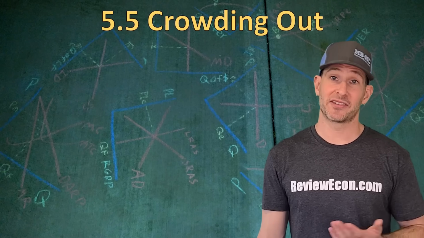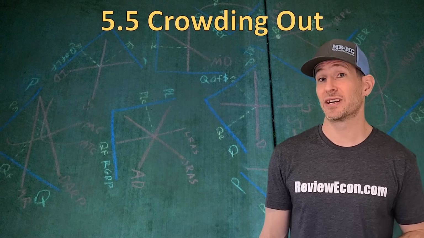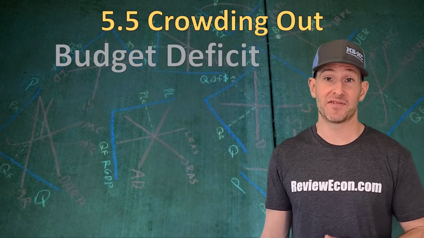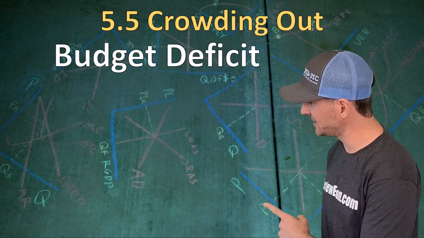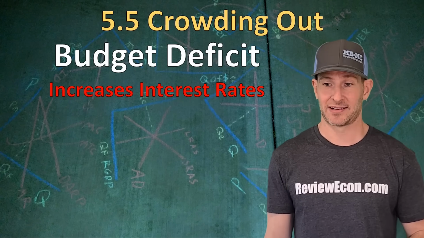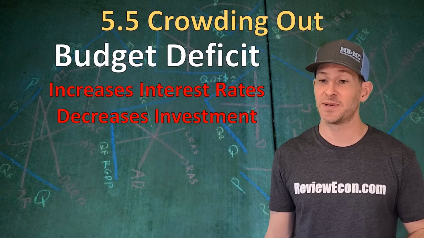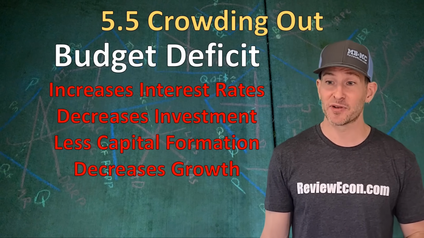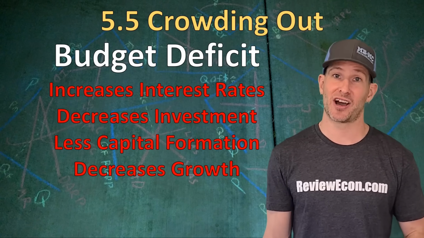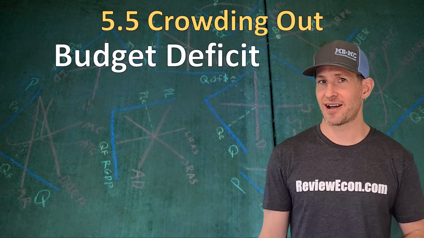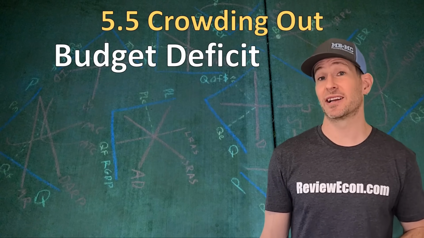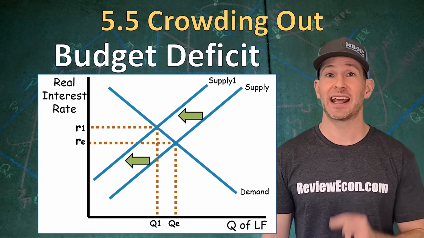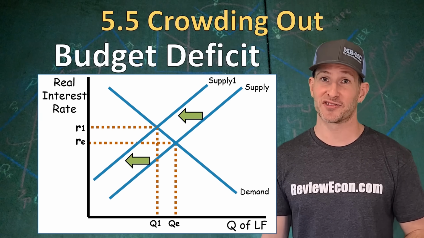So what's the big deal about the United States national debt and our current deficit? Well, it's this thing called crowding out. Crowding out occurs when we have a budget deficit. It causes interest rates to increase. It causes a decrease in gross investment, and with that we will have less capital formation, and that lower amount of capital formation decreases economic growth. There are two ways to illustrate crowding out in the loanable funds market. The first one is to shift the supply curve to the left. The government is deficit spending and there is less supply of loanable funds for private businesses.